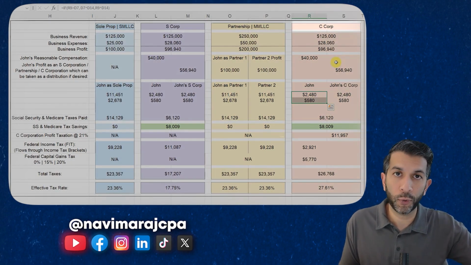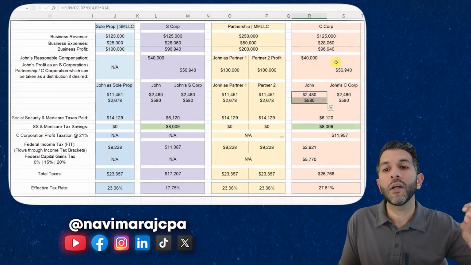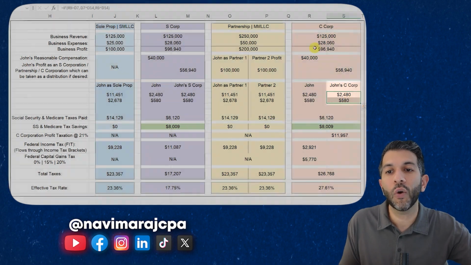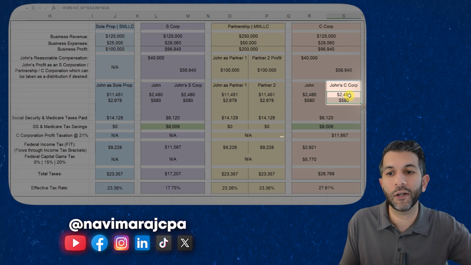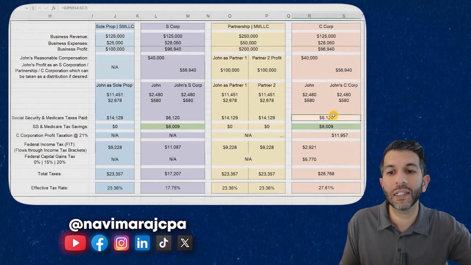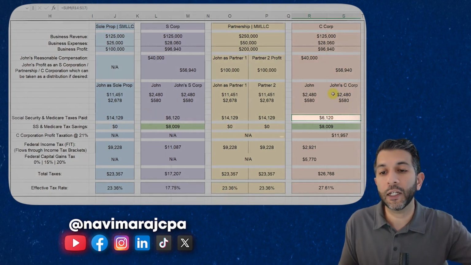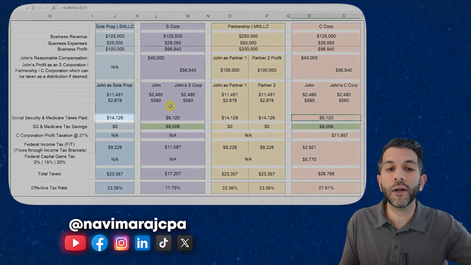The C Corporation has to pay FICA taxes as well, Social Security and Medicare taxes, in the same amount, okay? So on the 40 grand, it's $3,060. You can see that breakdown here, okay? Total $6,120.